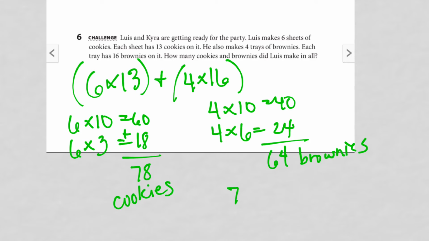So now I need to take 78 plus 64, and when I add them together, that would be 142. My answer is going to say brownies and cookies. That's my label since I have 2.